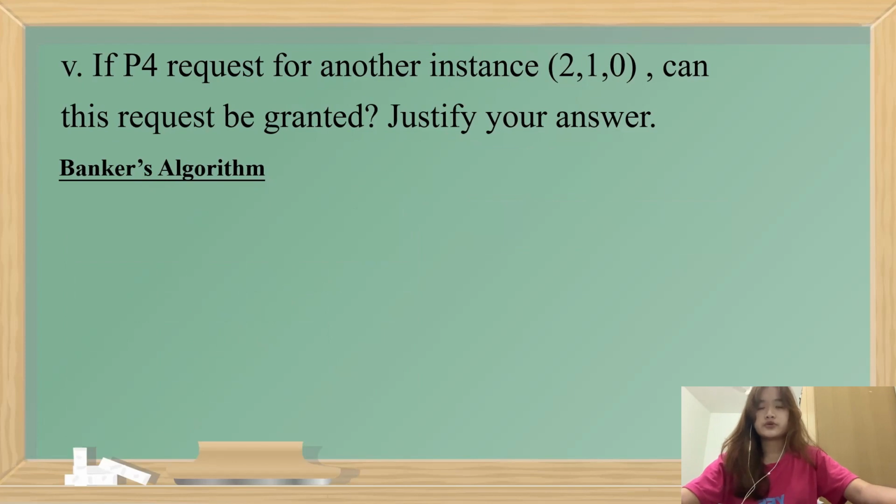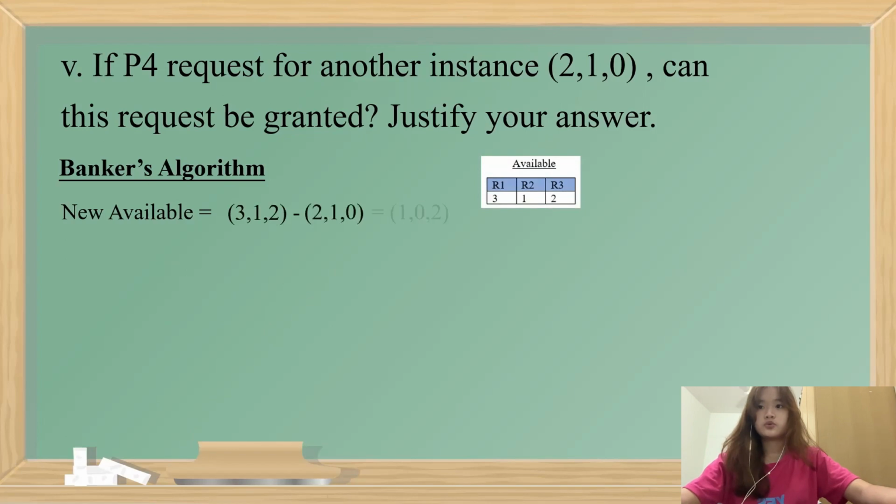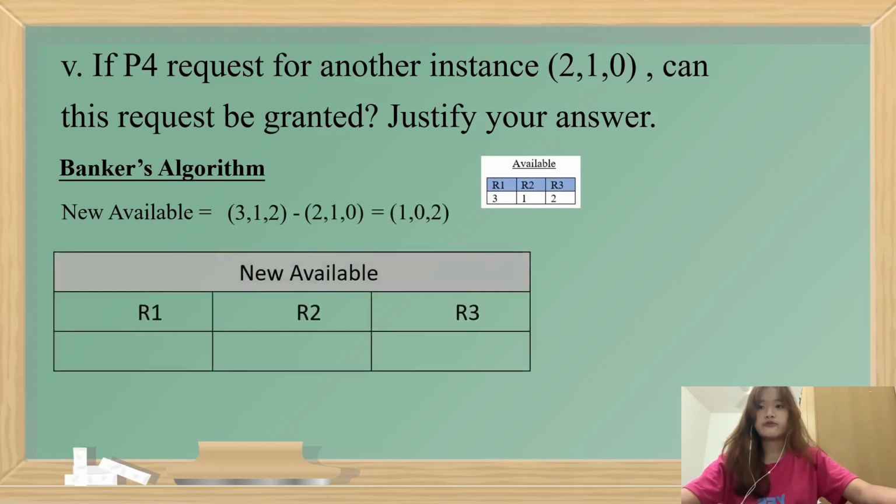If P4 requests another instance 2, 1, 0, can this request be granted? Justify your answer. New available 3, 1, 2 minus 2, 1, 0 equals 1, 0, 2. Our new available R1 is 1, R2 is 0, and R3 is 2.